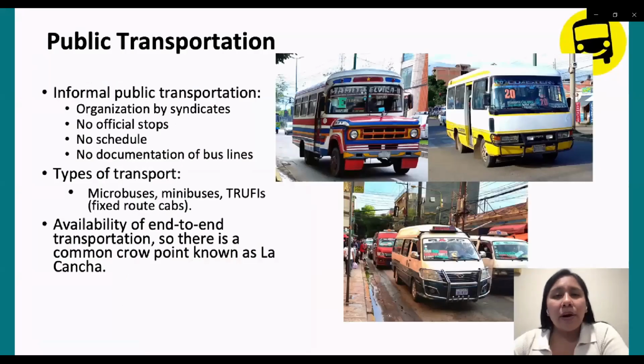Now let's talk about public transport. It is an informal transport and is organized by syndicates, which means that the government has little control over public transport, and the planning of this is done according to the user demand. The types of transportation are microbuses, minibuses, and trufis, which stand for fixed road taxis, or taxi de ruta fija in Spanish.